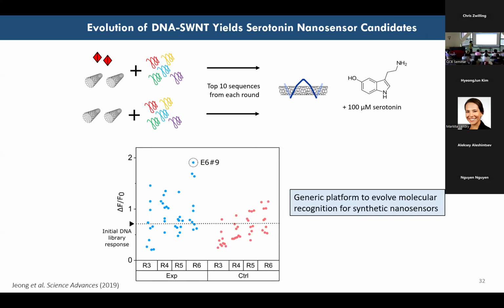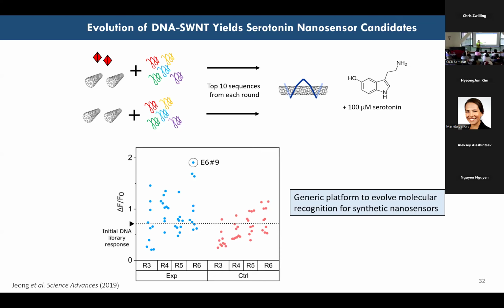The data from the consolidated experiment I just described are here. So as a function of experimental rounds 3, 4, 5, and 6, and this is the control where we don't have any serotonin, we see a gradual increase in the fluorescence response pre versus post addition of serotonin, where the best performing sequence here is this E6 number 9. So this is basically the ninth most common sequence in the sixth evolutionary round.